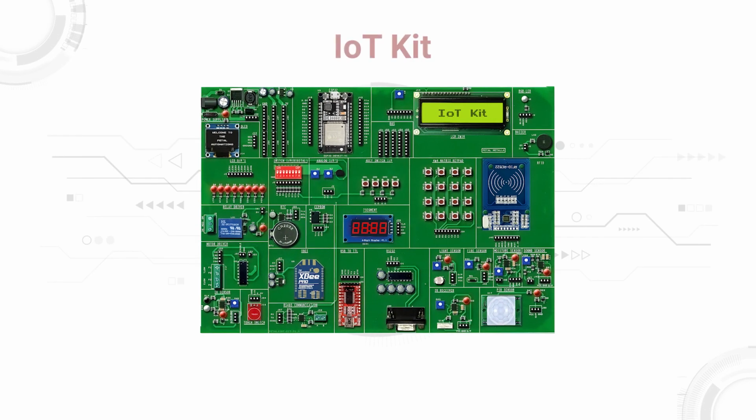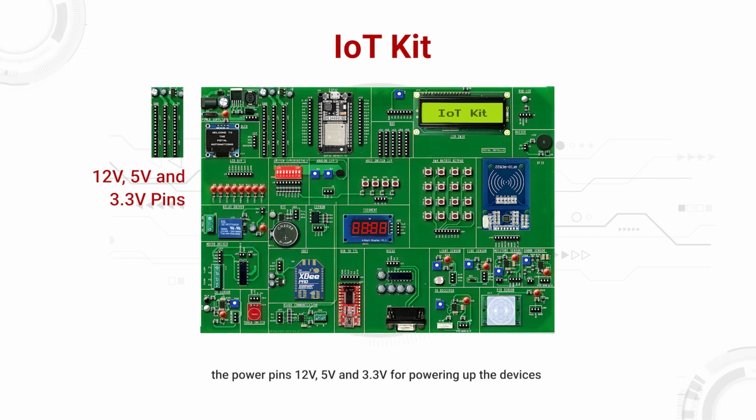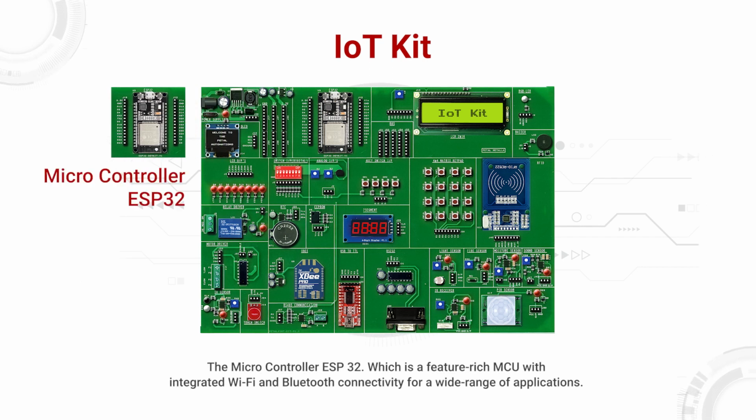Now let us see what is inside the Petal Netalla IoT Kit. This is the power socket for the kit where 12 volts is passed through a DC adapter. And we have the power pins 12 volts, 5 volts and 3.3 volts for powering up the devices. Then we have the microcontroller ESP32, which is a feature-rich MCU with integrated Wi-Fi and Bluetooth connectivity for a wide range of applications.